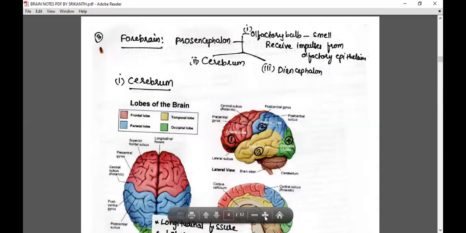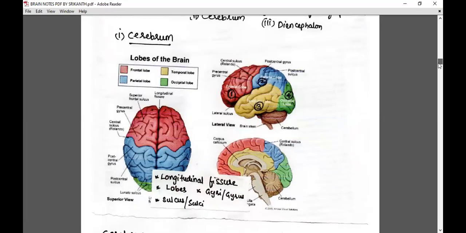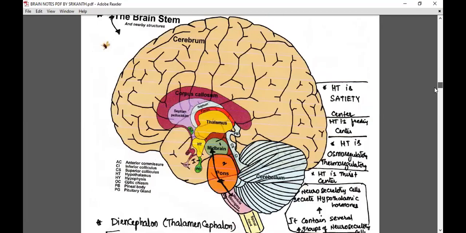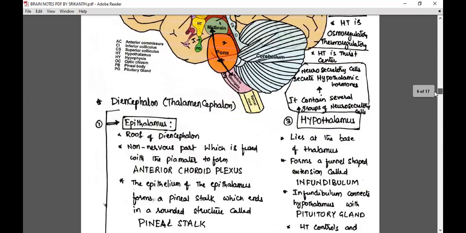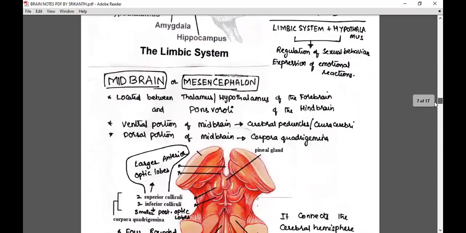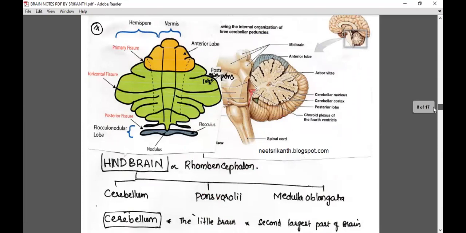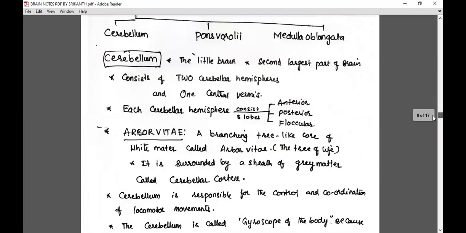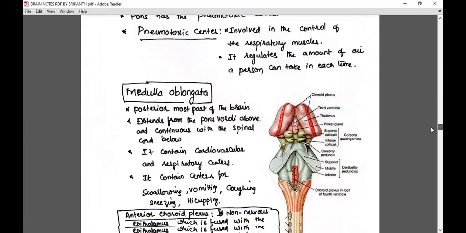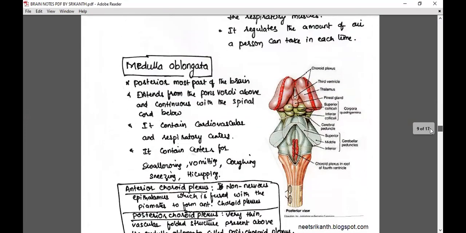Then the lobes of the cerebrum, the cerebral cortex. Everywhere you can apply what I said to you, whatever arbor vitae you can see here.